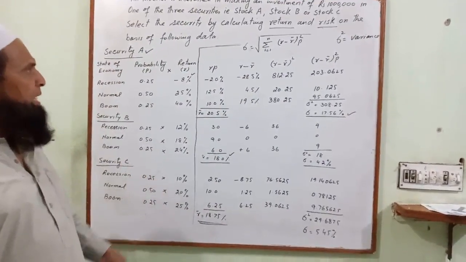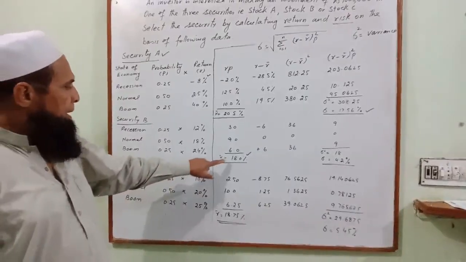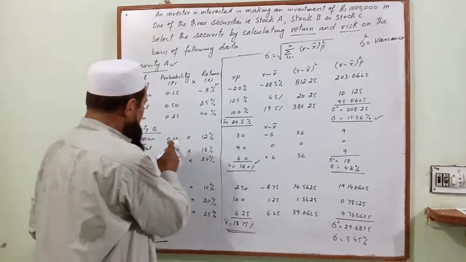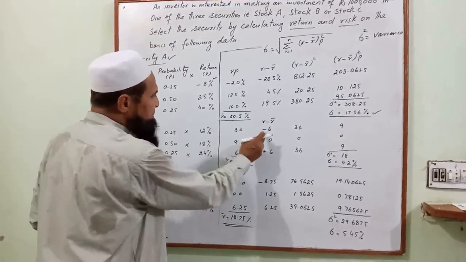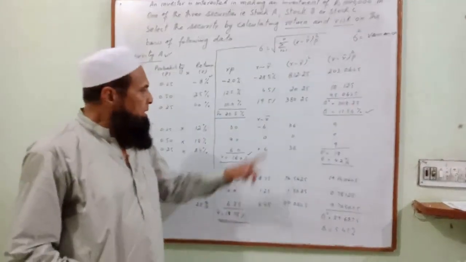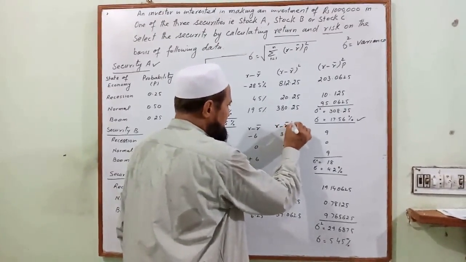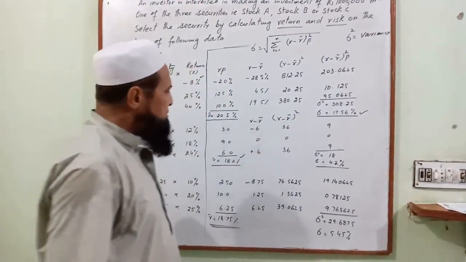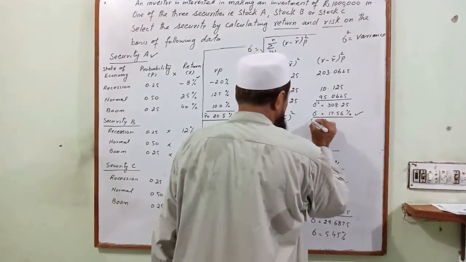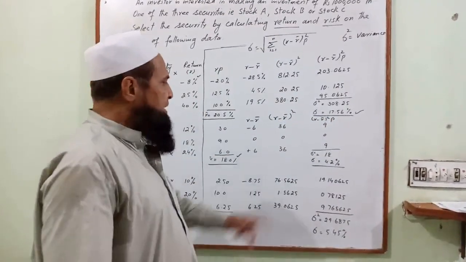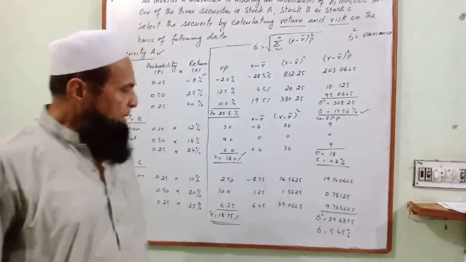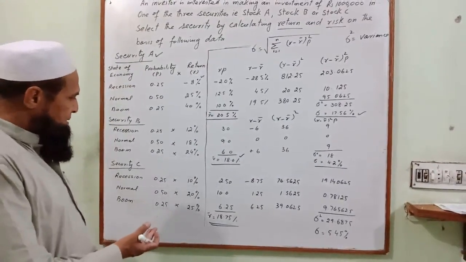Now, in the same way, the way of calculation is the same. Here r minus r bar is equal to 12 minus 18, minus 6; 18 minus 18, 0; 24 minus 18, plus 6. When we square it, we get 36, 0 and 36. And when we multiply (r minus r bar) whole square by probability, we get this, and the variance comes to 18 and the standard deviation comes to 4.2%.